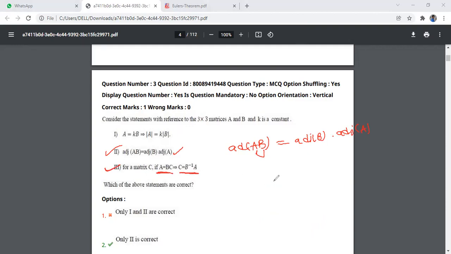This is also a true statement because if you take A is equal to BC, now they are saying C is equal to B inverse into A. So what I'm doing, I'm pre-multiplying B inverse on both sides, writing B inverse at the front. So B inverse into A is equal to B inverse into B into C. Now B inverse into B is the identity matrix, so I into C is again the C matrix only. So this is a correct statement only. They gave the wrong option just to verify.